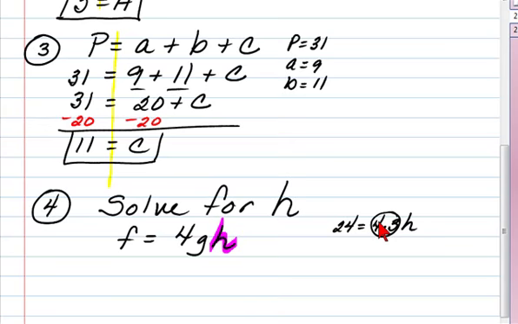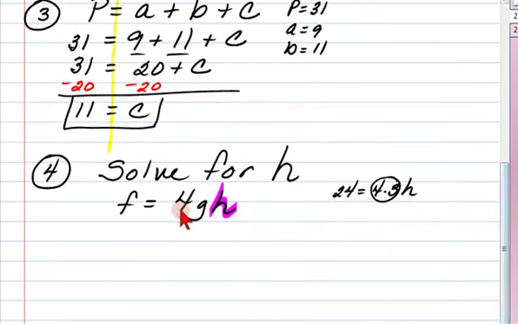This is actually no big deal as well. 4 and g are both factors of the coefficient. So what I'm going to do is divide by them. I'm going to divide by 4g. Will that make the 4 and the g cancel out? Yes. But if I do it to the right side, I have to do it to the left side. So I divided by 4g.